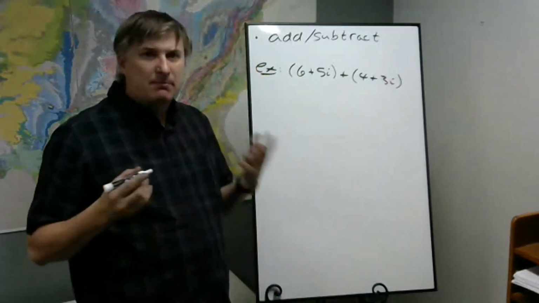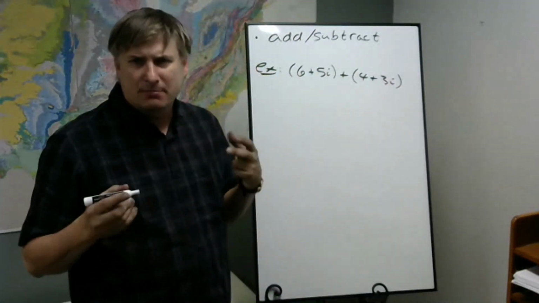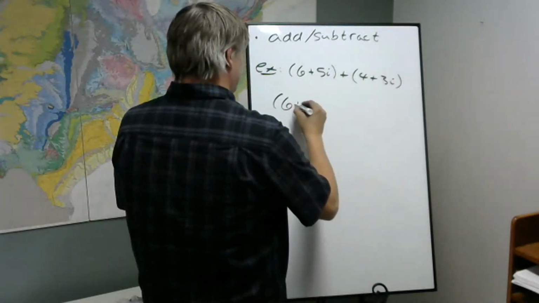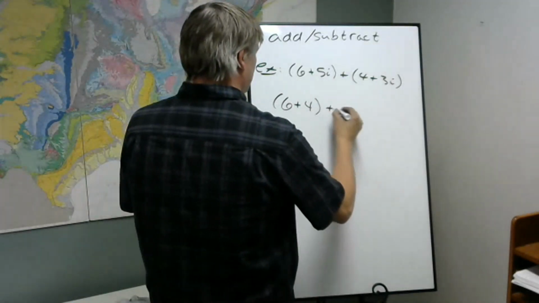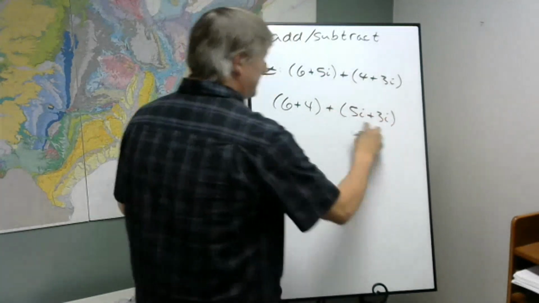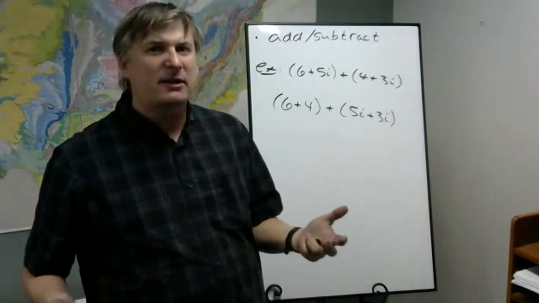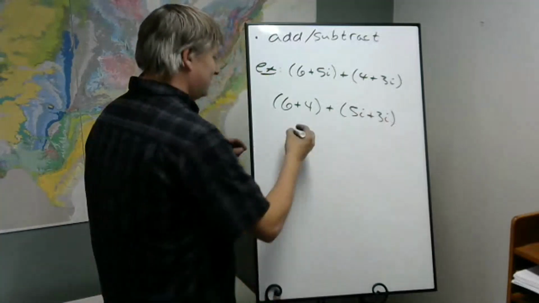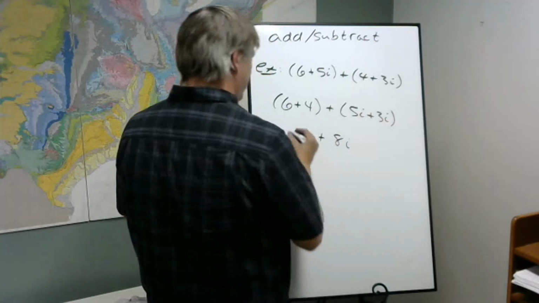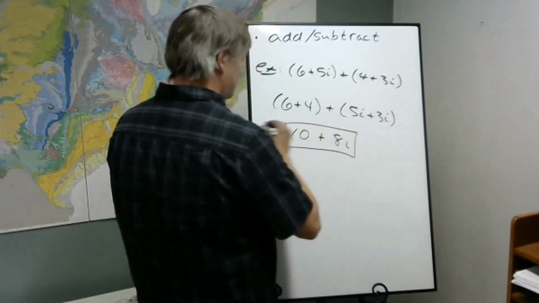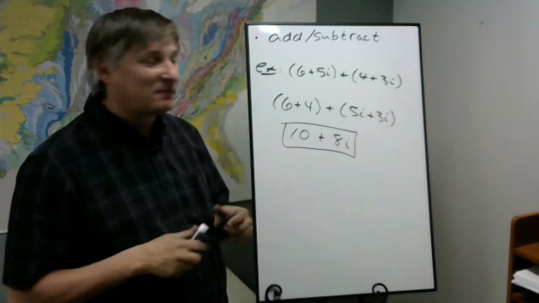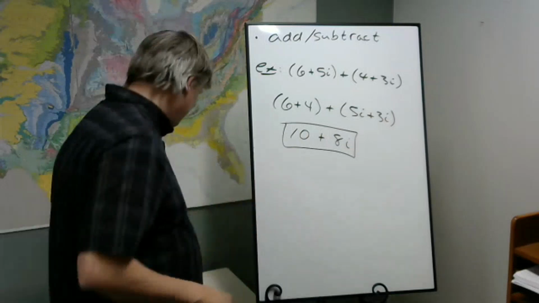So once again, let's combine those real parts and combine those imaginary parts. So we'll get 6 plus 4, and then 5i plus 3i. And again, we combine these like if they were 5x plus 3x. We'll get 10 plus 8i. And there we go. Let's do some more.